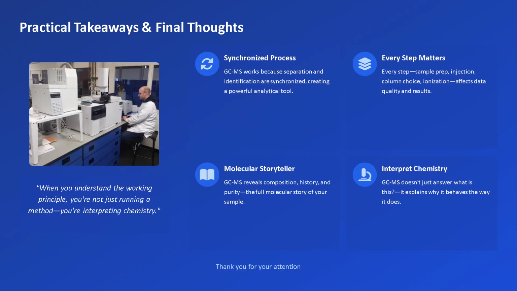Here's the key takeaway. GC-MS works because separation and identification are synchronized. Every step, from sample preparation to ionization, affects the final result. When you understand the working principle, you're not just running a method, you're interpreting chemistry. GC-MS doesn't just answer, "What is this?" It explains why it behaves the way it does.